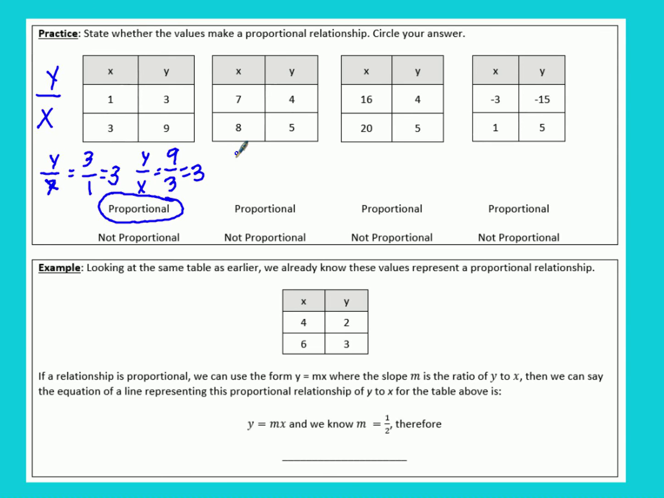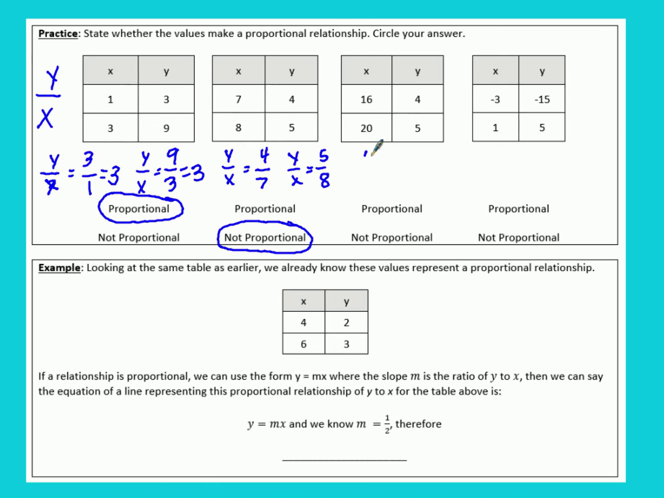All right, hopefully you paused the video and tried these on your own. Here's your solution set. So in this first one, we have y over x, we have 4 over 7, and then we have the second one as 5 over 8. Now if you put these in the calculator, you're going to get about 0.5 and 0.6 to round it. So those are not equal ratios, so this is not going to be a proportional relation.